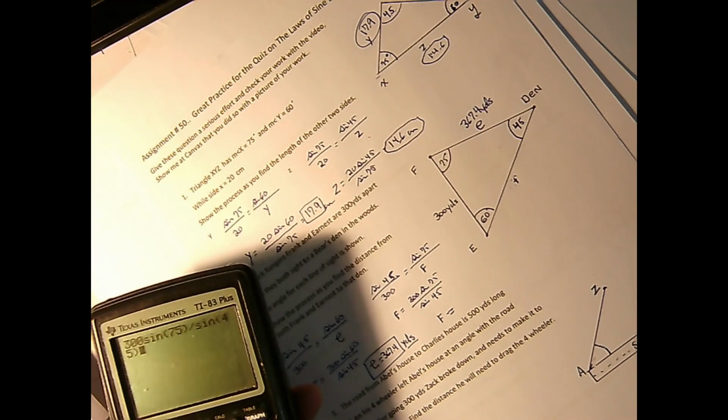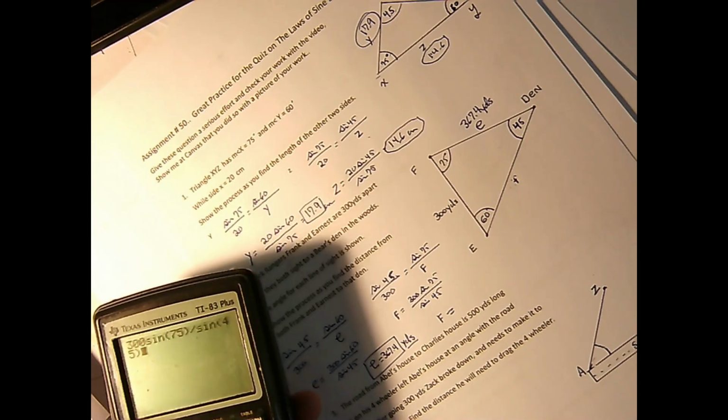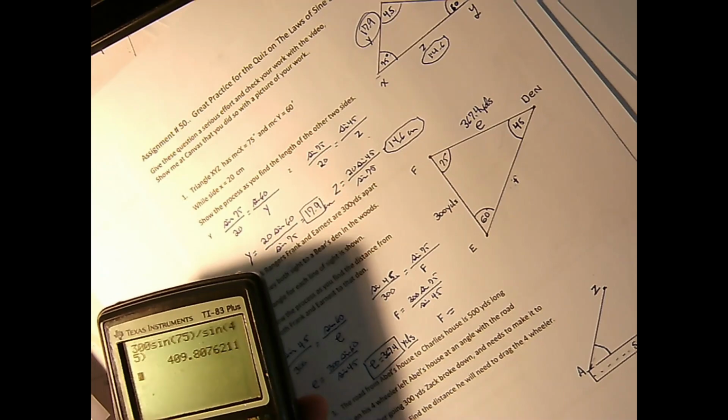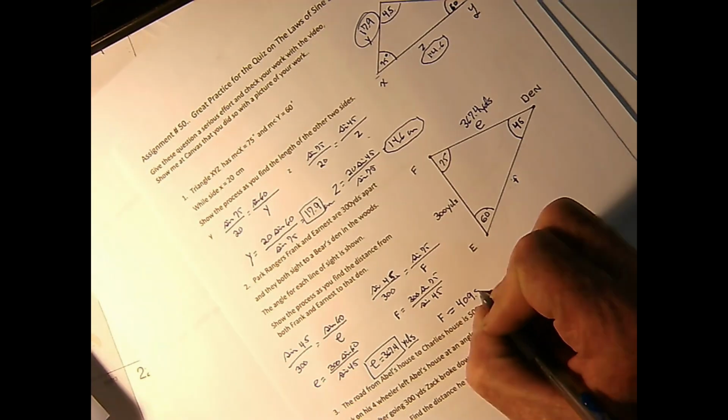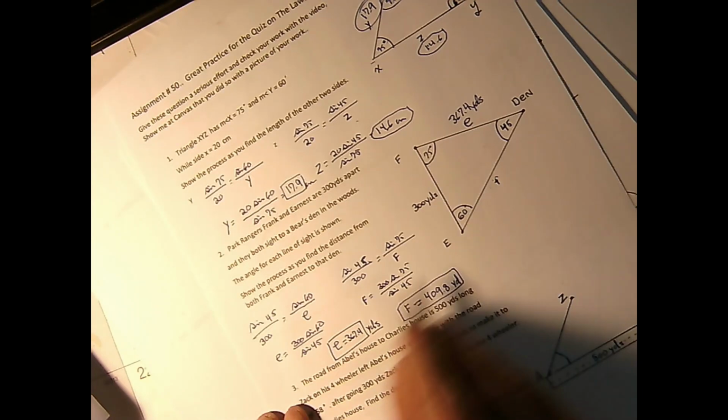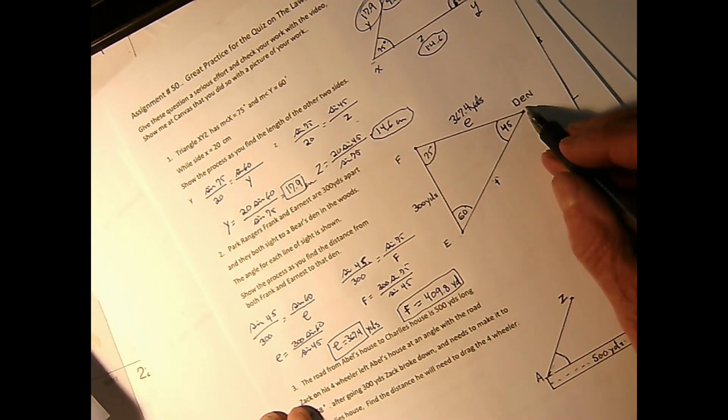Evaluate that with me. 300 sine 75 divided by the sine of 45. Check that through, looks carefully done. I'm going to hit enter and declare that length to be over 400, 409.8 yards from the bear's den. Okay, so we know about Ernest and Frank and how they're running out. Oh, that should have been a lowercase f. And that lowercase f was how far Ernest was from the den.